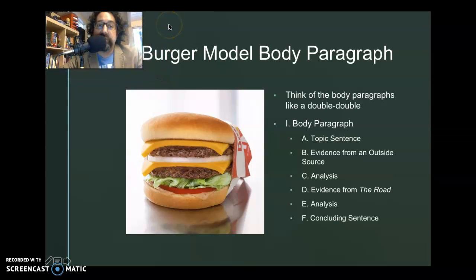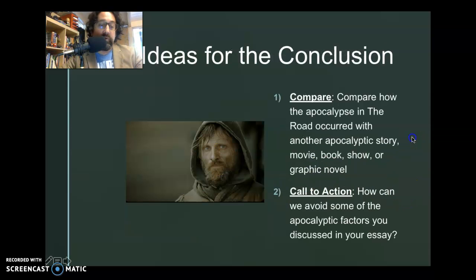As with all essays in the body paragraphs, we're going to use that Berger model. We're going to focus on a double-double model in this essay, where the first piece of evidence is from an outside scientific source. The second piece of evidence is from The Road.